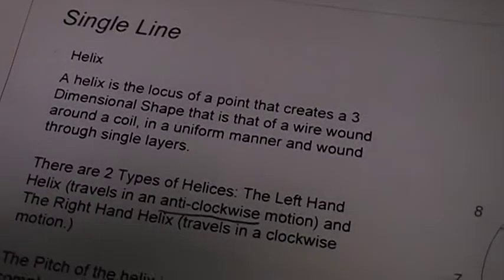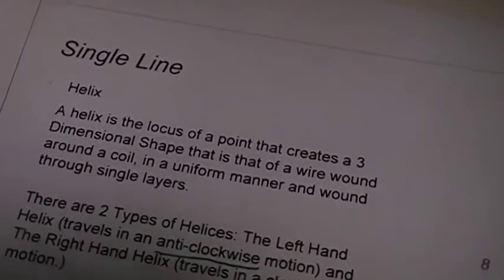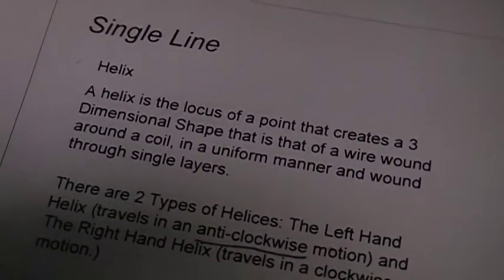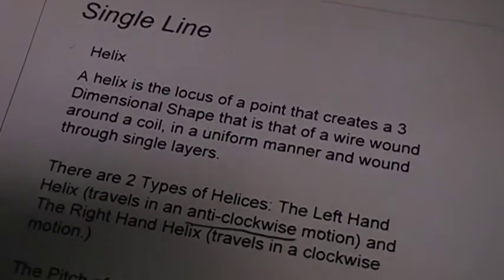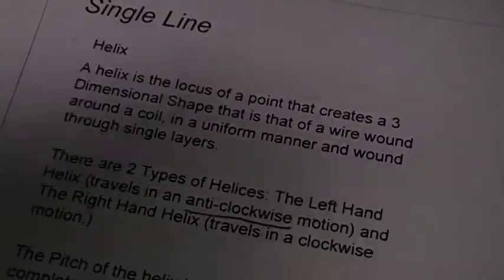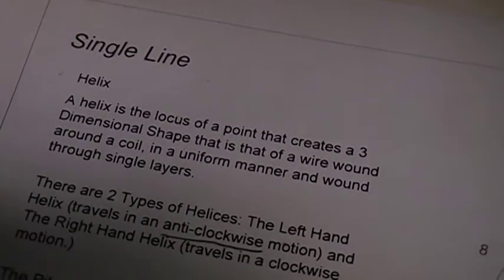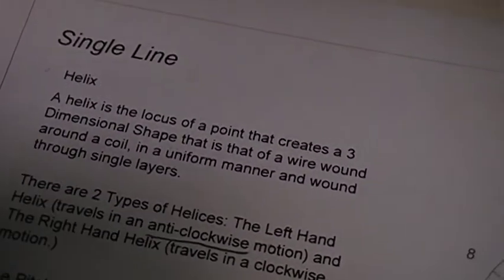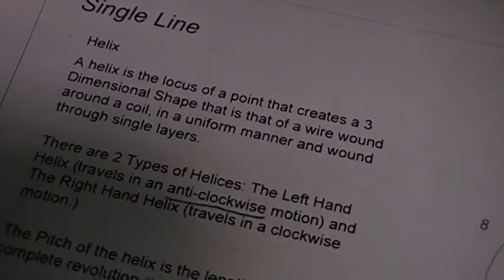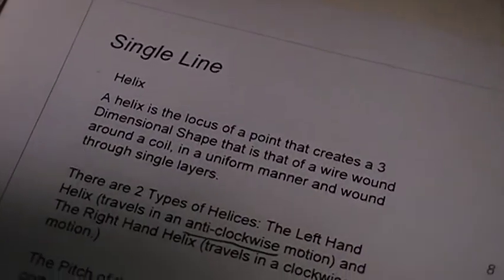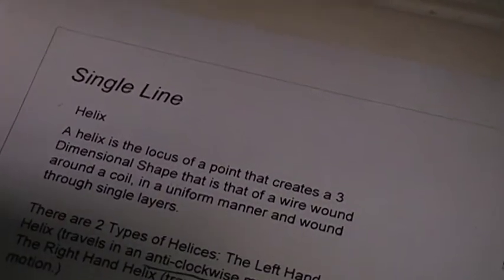Look, a helix is the locus of a point that creates a three-dimensional shape that appears 2D. That is that of a wire wound around a coil or a cylinder or a cone in a uniform manner and wound through single layers. Now this explanation, I understand, can be a little tricky, a little confusing. So try and look up an image or a short video showing you what a helix is. It will be quite easy then.